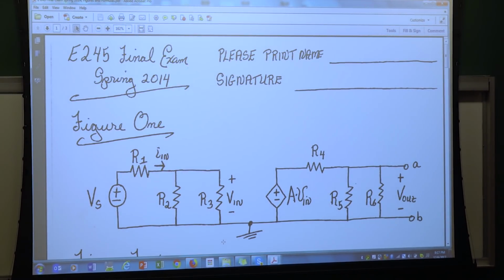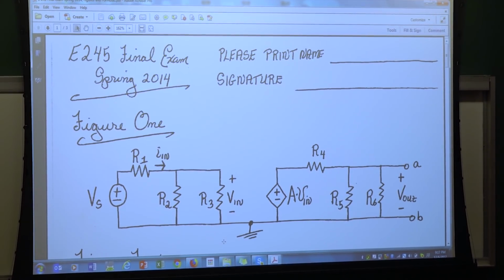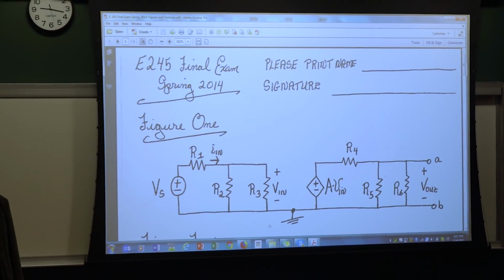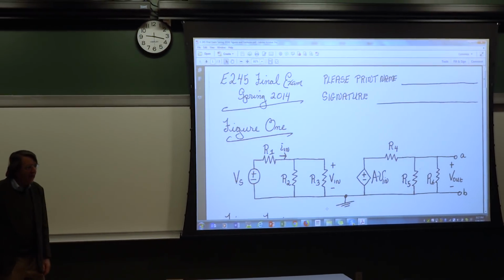So this is the circuit for figure 1. I think I know what's coming. It looks like an amplifier problem. So I'll give you a moment to copy that.